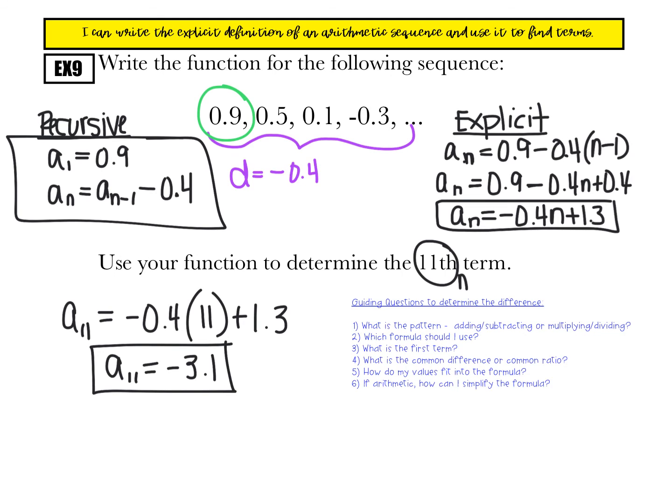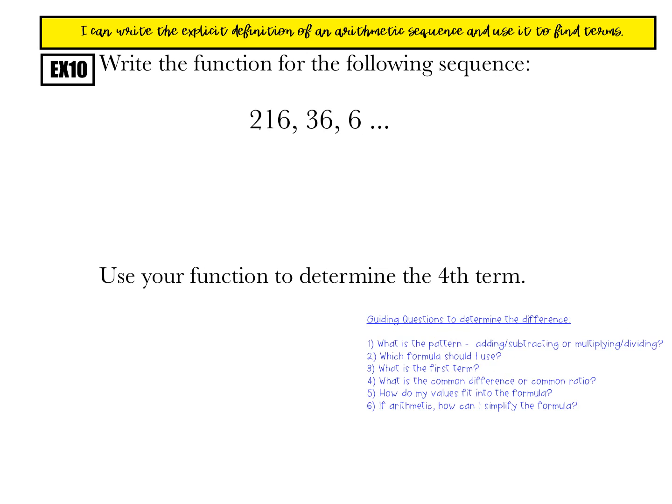All right, so in this one, hopefully you were able to determine that the common difference is negative 0.4, so it is an arithmetic sequence. So here's my recursive form of the function, and here's my explicit. And so to find the 11th term, I simply put 11 in for n, and I got negative 3.1. All right, this is our final example. Go ahead and pause the video and try this one on your own.